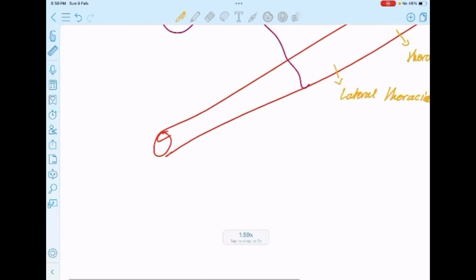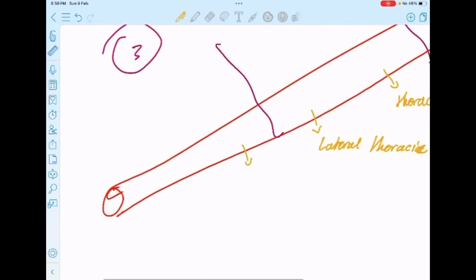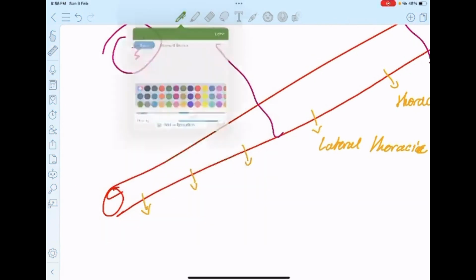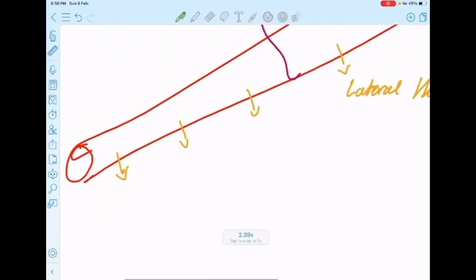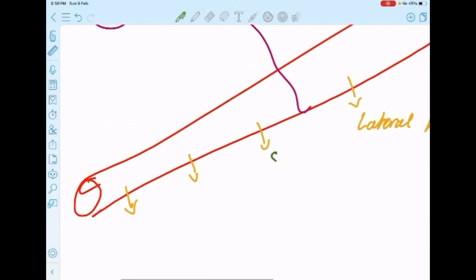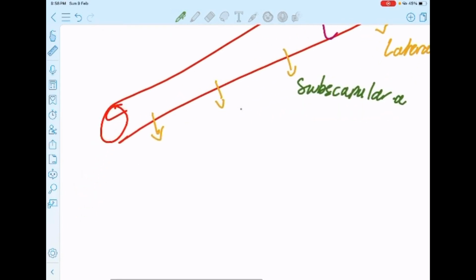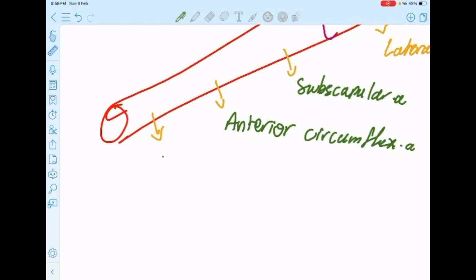The third part has three branches. The first one is the subscapular artery. The second one is the anterior circumflex artery. And the third one is the posterior circumflex artery.